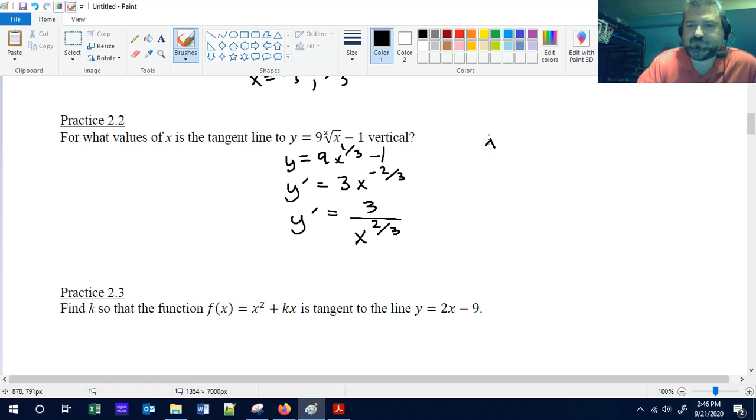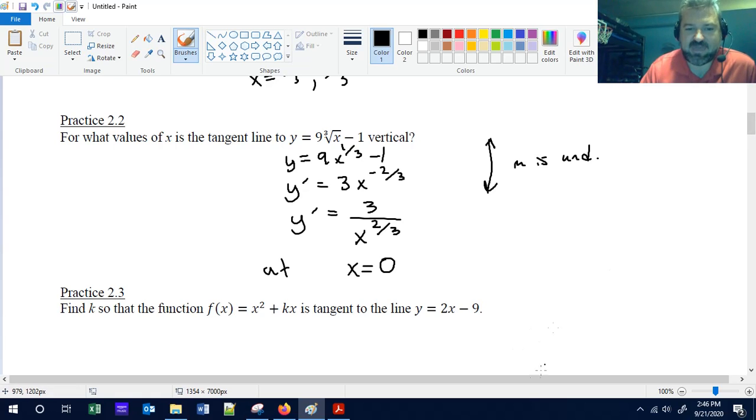Well, a vertical tangent line occurs when the slope of the tangent line, I should say, is undefined, or in other words, the derivative is undefined. So for what values of x is this undefined? Well, it'll be undefined when it's 3 over 0. So the answer is at x equals 0. That is where the tangent line is vertical.